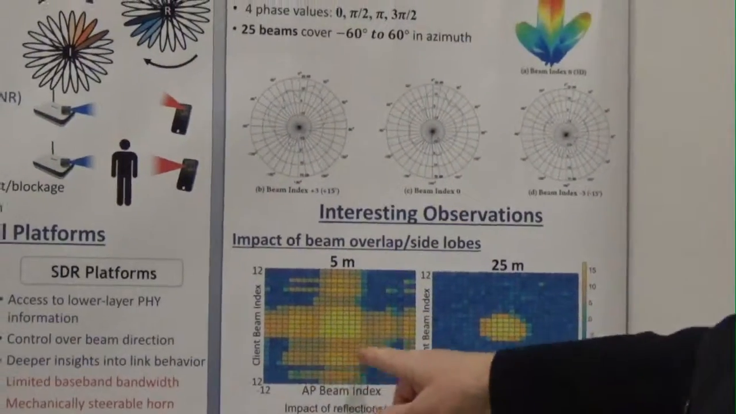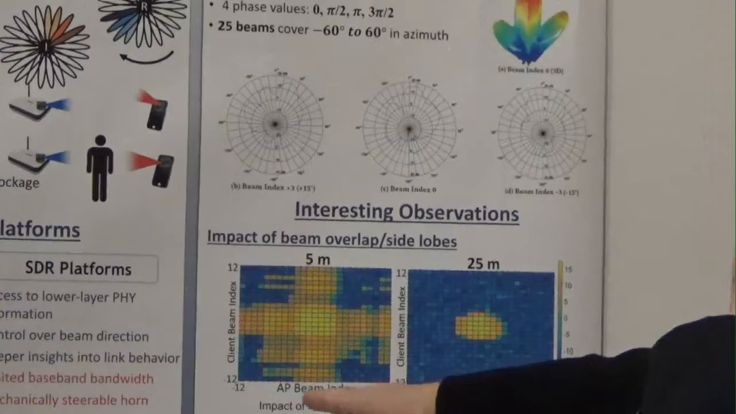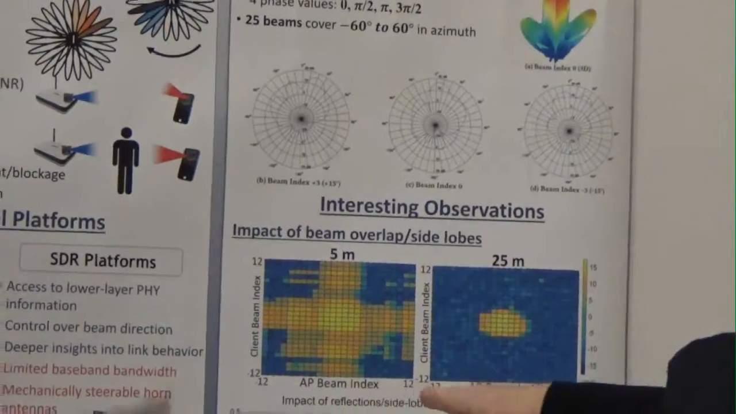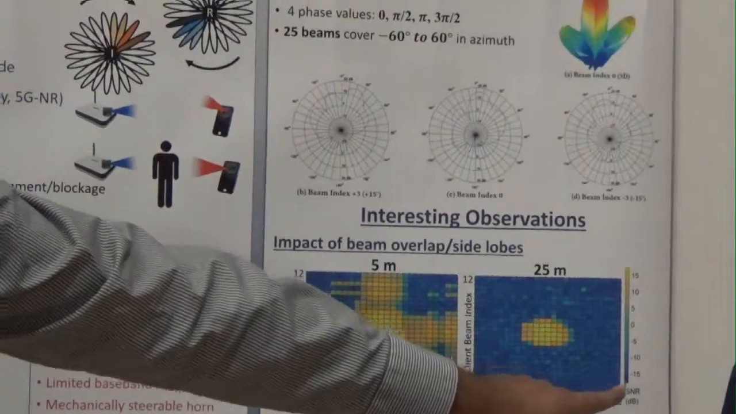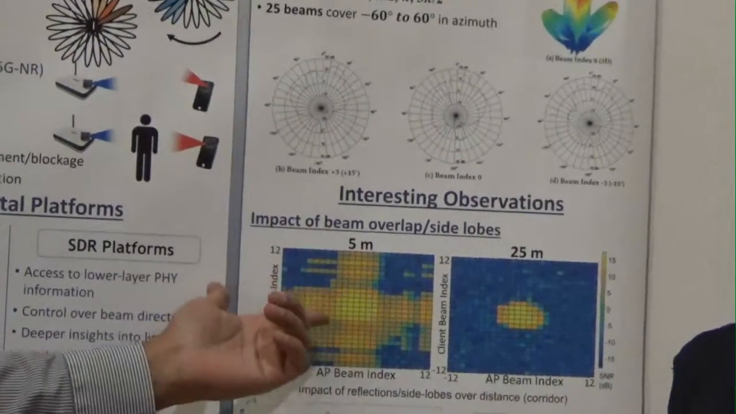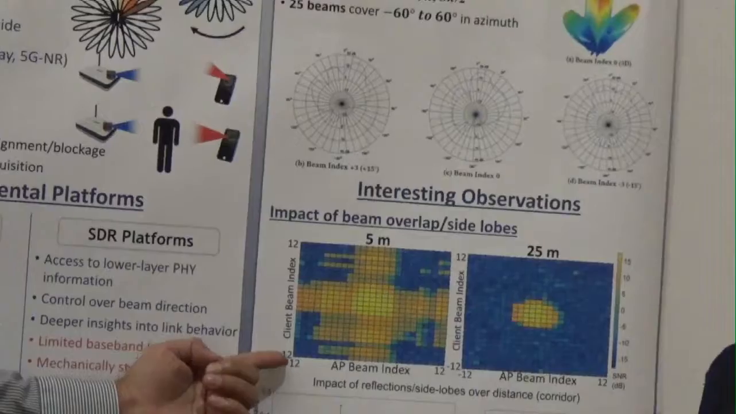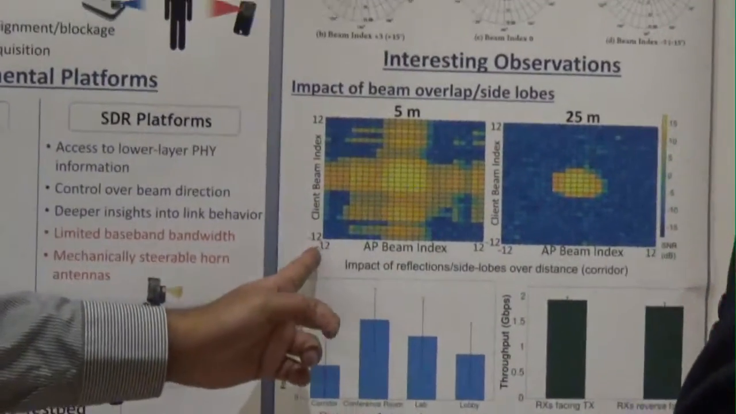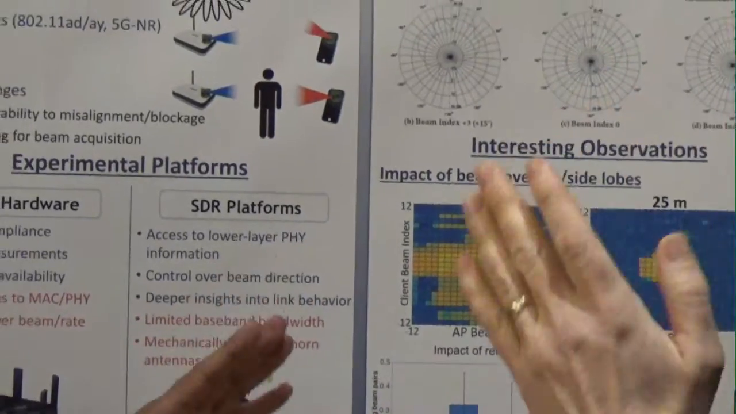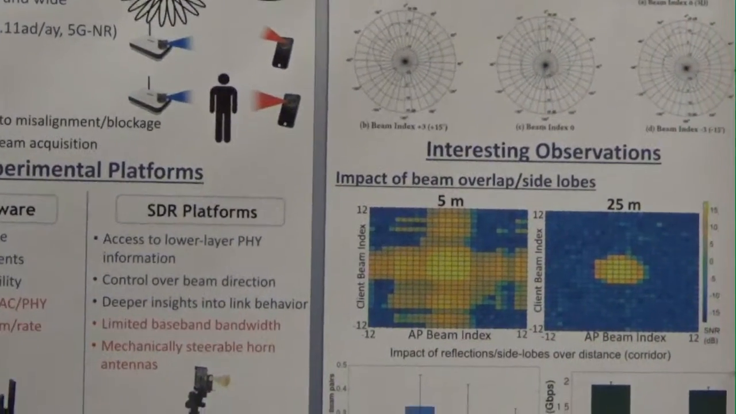Explain this to me. At 5 meter distance, what is this showing? Right, this is a color map. First of all, it shows you SNR. Okay, so hotter, yellow, is better. Right. So here we have the AP transmit beams. We have 25 beams from -12 to 12. So these are spatial? These are not spatial positions.